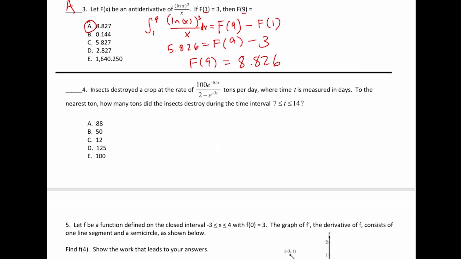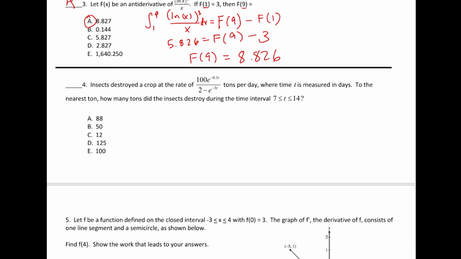Number 4 says insects destroyed a crop at a rate of this many tons per day, where time t is measured in days. To the nearest ton, how many tons do the insects destroy between 7 and 14? So if we want to find the number of tons that the insects destroyed during that time, that's another net change problem. So we are going to use that fundamental theorem. So we want to find the net change of this function between 7 and 14.